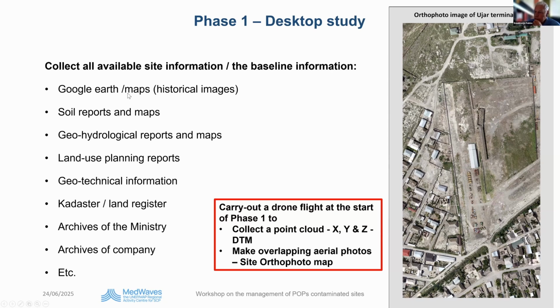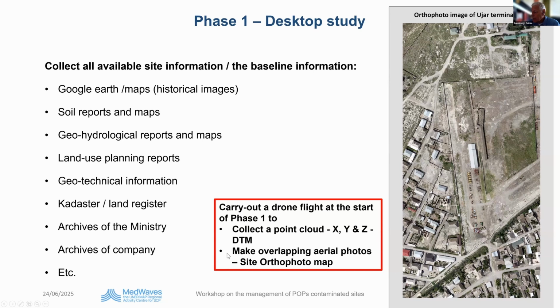Information sources are, for instance, Google Earth reports and maps, geohydrological reports and maps, land use planning reports, geotechnical information, cadastre or land registers, archives of the ministry, archives of the company, and so on and so on.